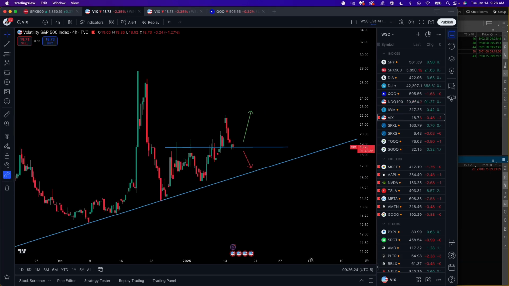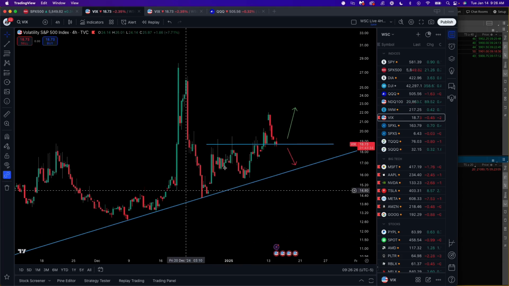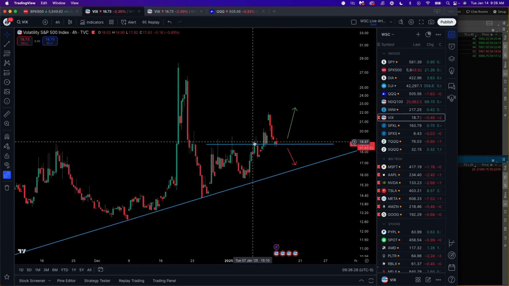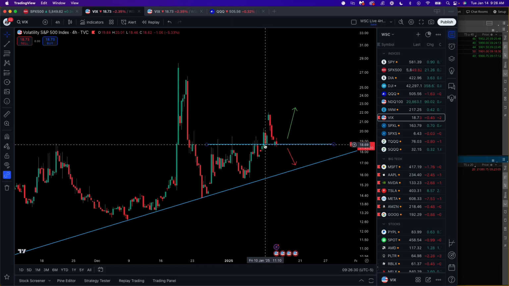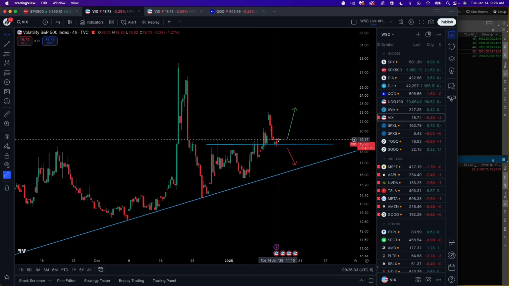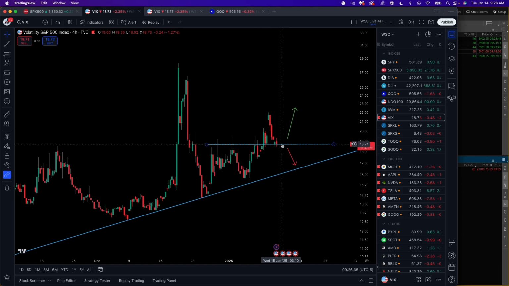What do we have on the VIX? VIX is looking like a bullish breakout. We are trading above our support trend line. Then we did have a resistance. We broke above it. We had one retest, higher high, validated. Now we're here at the second retest. Confirmation for the VIX at 18.50.